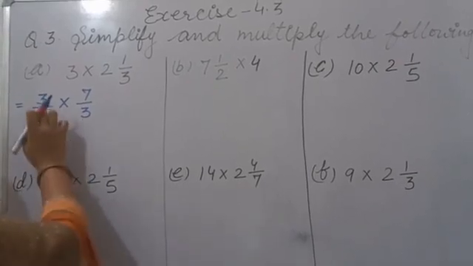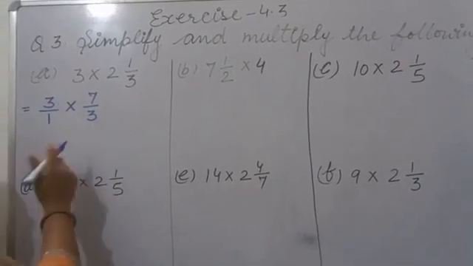Okay. So now we can see that there is 3 and there is 3. Both 3s come in the 3 table. So we can cancel by 3.